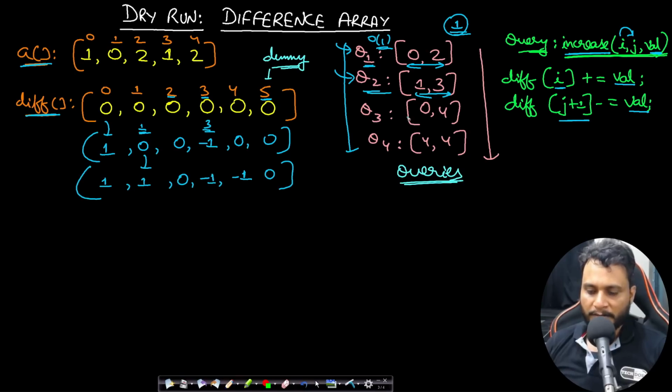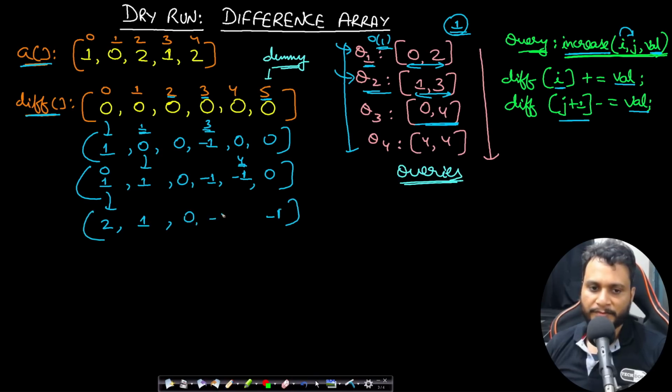Okay. Now it is saying about increment in the range of 0 to 4. So this is 0 and this is 4. So if you want to increment in 0 to 4, increment at 0, this becomes 2, and decrement at 4 plus 1, so this becomes minus 1. And rest all values will remain the same.